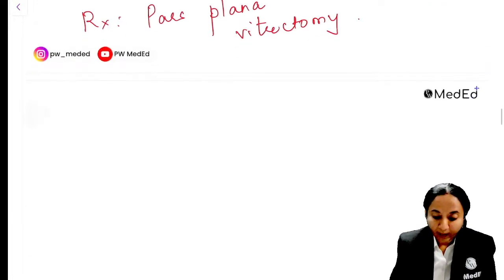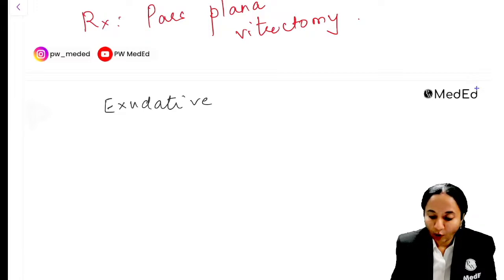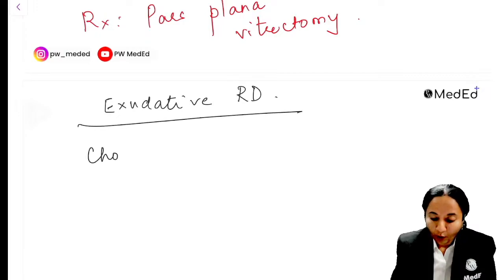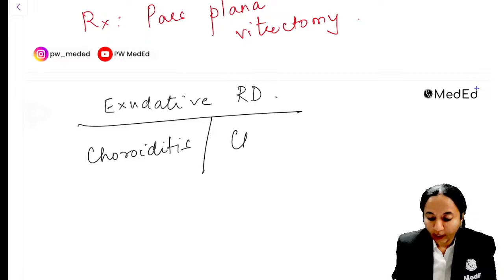Okay, last one is exudative RD. Now, for exudative RD, what are the causes? Exudative RD commonly is associated with choroiditis. It may be seen in choroidal tumors.